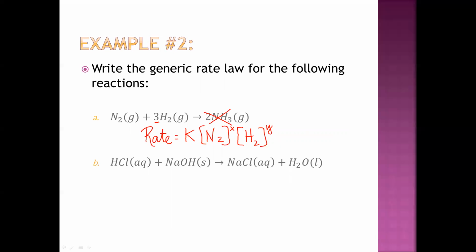Okay. So now for B, we have HCl aqueous plus NaOH solid to make NaCl aqueous plus H2O liquid. So we're not going to include the solids or the liquids, and we're not going to include the products. So that means the only thing that we have to include in the rate law is the HCl. So the rate is equal to K times the concentration of HCl raised to a power of X. If you really don't like X and Y and Z and all those things, you can change it. I don't really care. Okay. That seems like a good place to stop.